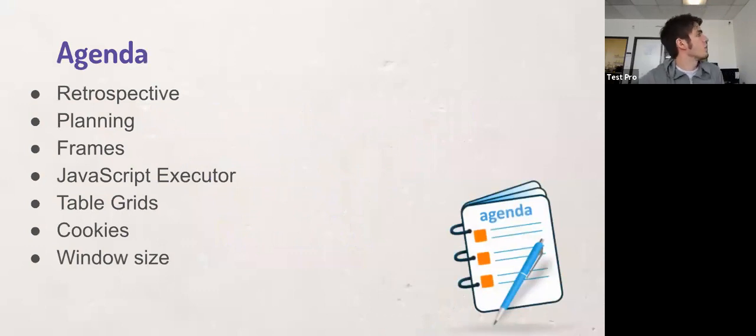Well, we'll do our retro planning as usual. And after that, we're going to talk a little bit more about frames, specifically iframes and how you can interact with them. After that, we're going to cover the JavaScript executor and cookies, window size, and table grids. Actually, today I'm not going to touch table grids. It will be part of your homework, how to do that.